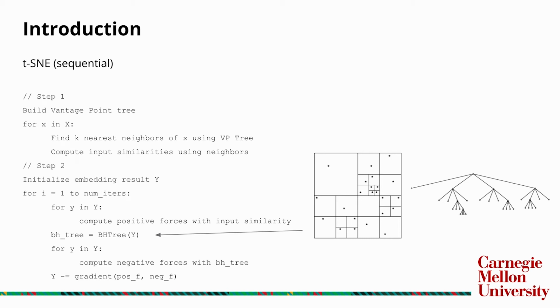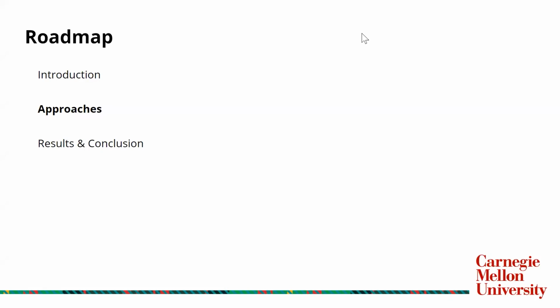There are two main steps. In step 1, the algorithm builds a vantage point tree and computes the similarities between inputs. In step 2, you initialize the embedding result y and perform gradient descent for a number of iterations. In each iteration, you build a Barnes-Hut tree, compute the positive forces and negative forces, and update y with the gradient. Now, let's look at our proposed parallelization approaches.